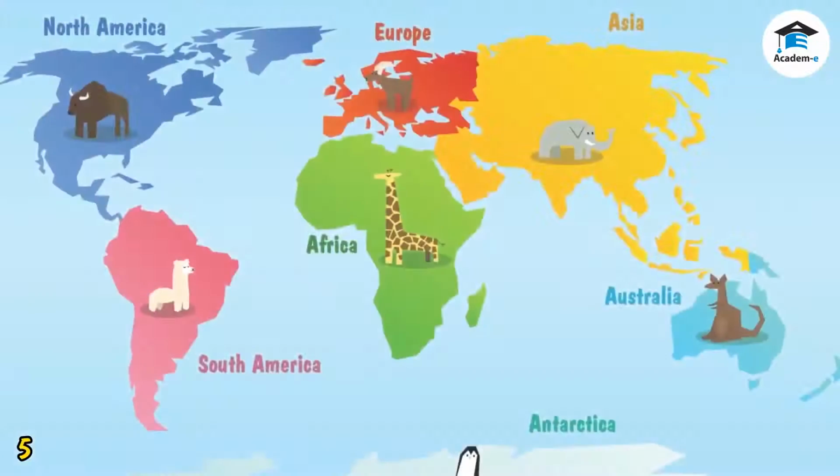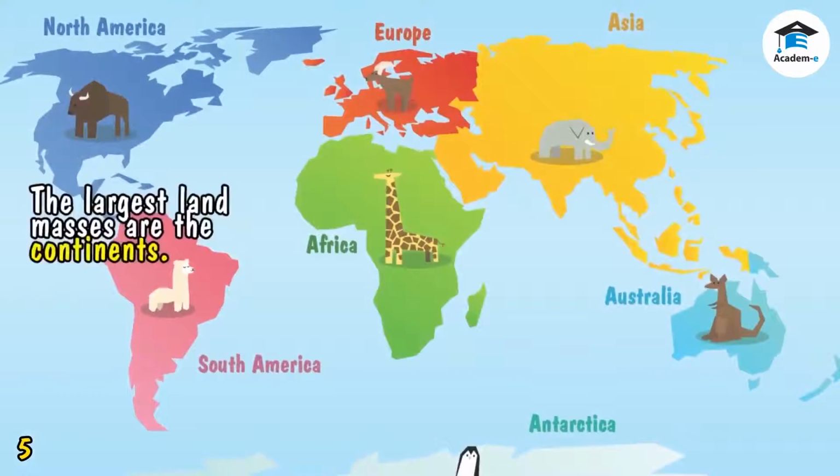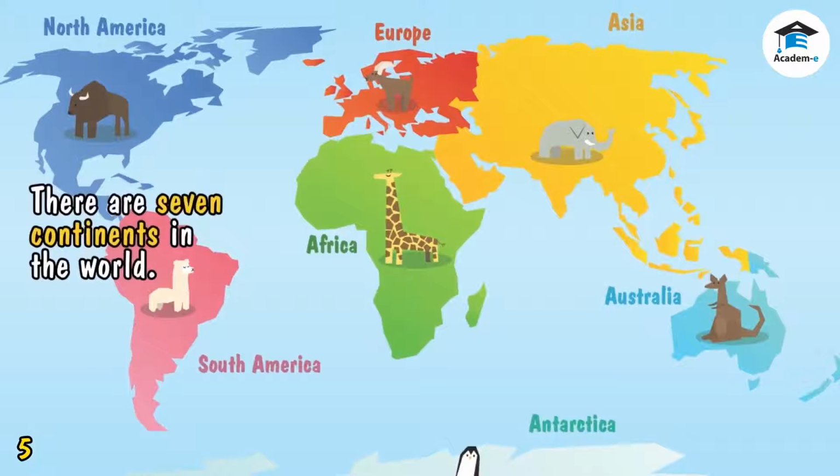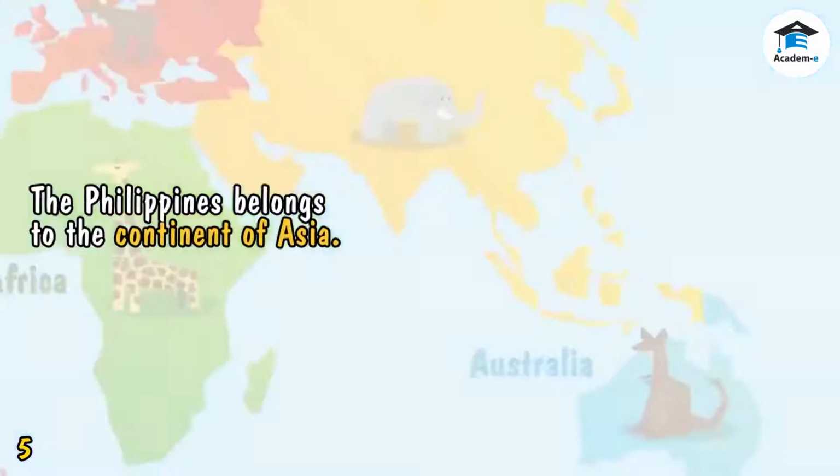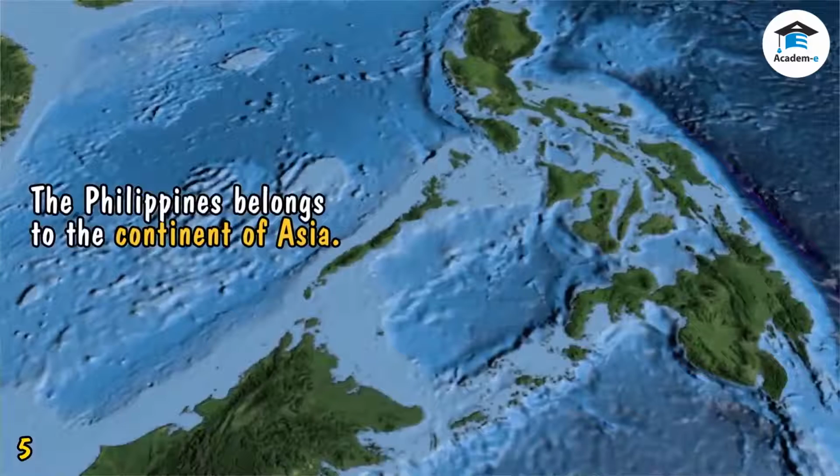There are large and small masses of land. The largest land masses are the continents. There are 7 continents in the world. The Philippines belongs to the continent of Asia. There are different landforms in the Philippines.